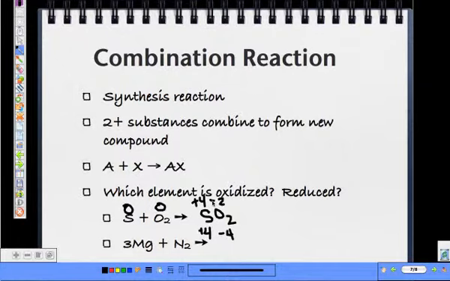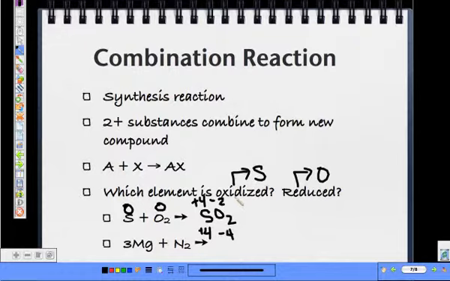So which element was oxidized? Sulfur is oxidized in this case. Which one is reduced? Oxygen. How do we figure that out? If it's oxidized, the oxidation number must go up. So sulfur has gone from 0 to +4. Oxygen, to be reduced, must have its oxidation number go down. Oxygen has gone from 0 to -2.